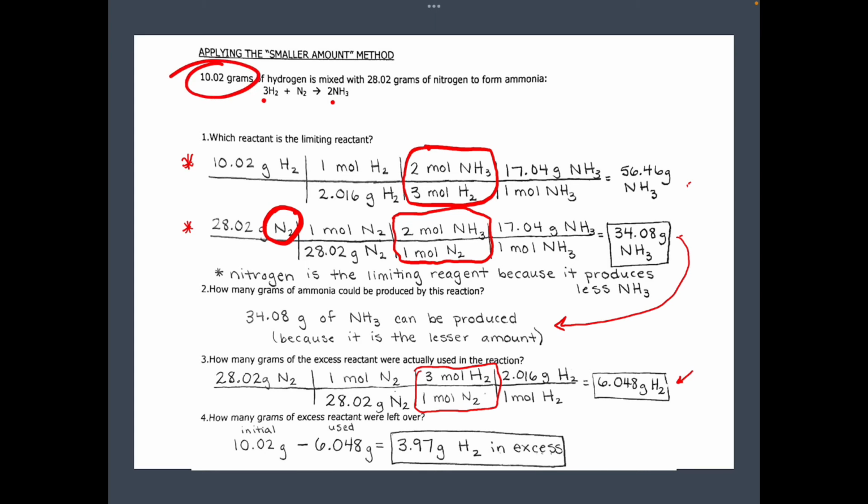We started with 10.02 grams of hydrogen, but we only used up 6.048. So when it asks how many grams were left over, we're just going to subtract those two amounts, and we'll get that we have 3.97 grams of hydrogen in excess.